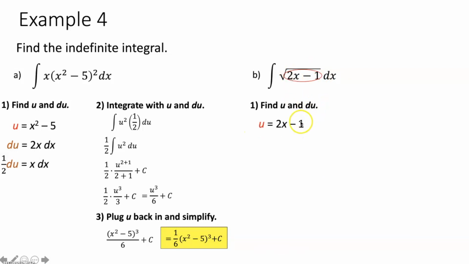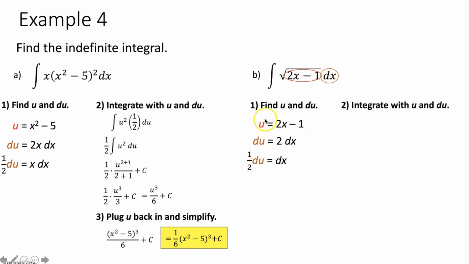Now I need to find du, so I'm going to take the derivative of this with respect to x. I get du dx is equal to 2 minus 0. Multiply both sides by dx, I get du is equal to 2 dx. We look at the problem, there's a dx, but there is no 2. So when this occurs, I just divide that constant to the other side, and I get 1/2 du is equal to dx.